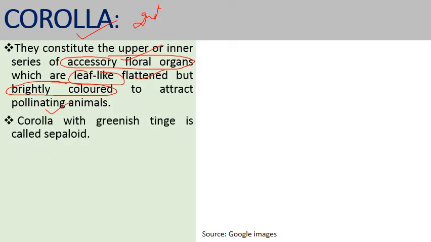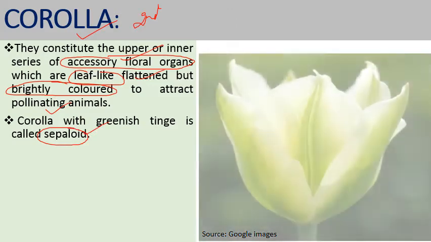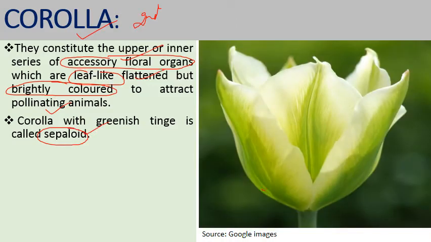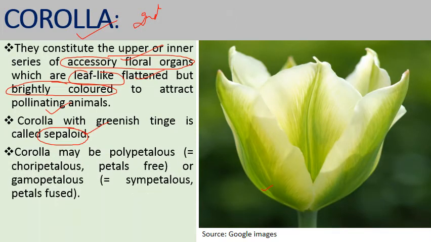Corolla with greenish tinge is known as sepaloid. इसके लिए हम use करते हैं term sepaloid petals. So in this photograph we can see here ऐसे कुछ petals होते हैं which are greenish in color, and in that condition we use the term sepaloid. Corolla में भी polypetalous, जैसा हमने sepal केस में पढ़ा था. Poly means free, और इसे choripetalous भी कहा जाता है. So petals are free in this condition.